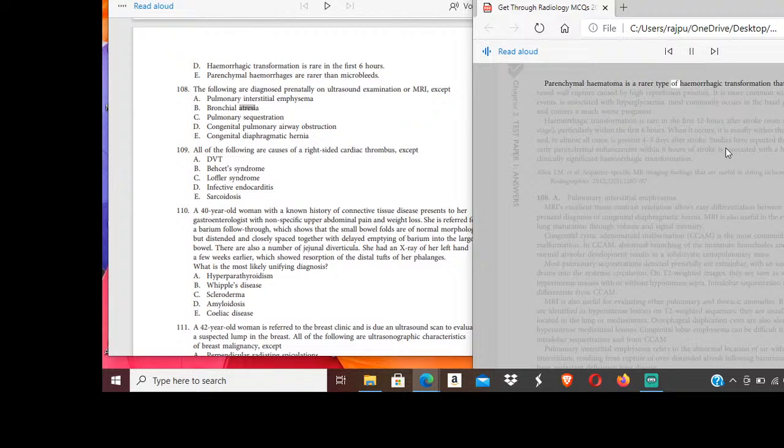Parenchymal hematoma is a rare type of hemorrhagic transformation that results from vessel wall rupture caused by high reperfusion pressure. It is more common with cardioembolic events, is associated with hyperglycemia, most commonly occurs in the basal ganglia, and confers a much worse prognosis. Hemorrhagic transformation is rare in the first 12 hours after stroke onset, the hyperacute stage, particularly within the first 6 hours. When it occurs, it is usually within the first 24-48 hours and in almost all cases, is present for 5 days after stroke. Studies have reported that the presence of early parenchymal enhancement within 6 hours of stroke is associated with a higher risk for clinically significant hemorrhagic transformation.